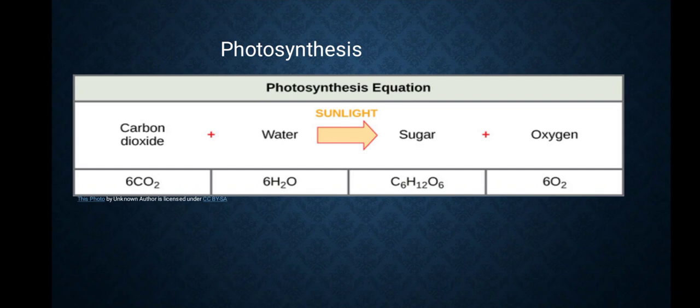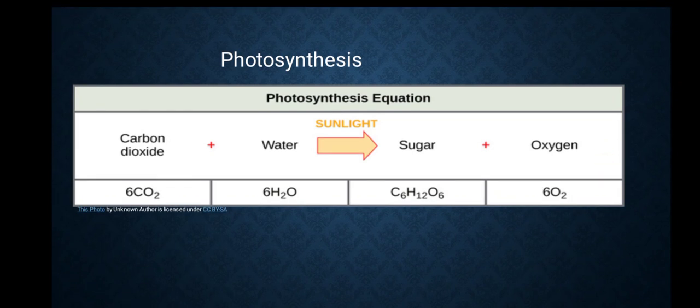Understood? Yes, ma'am. Photosynthesis helps to maintain a balance between oxygen and carbon dioxide in the atmosphere. Thus, photosynthesis is a process by which plants prepare their food by using water and carbon dioxide in the presence of chlorophyll, also using sunlight as a source of energy.